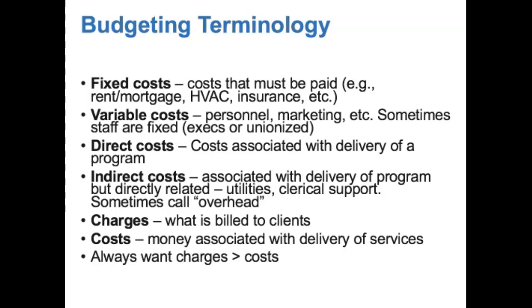Direct costs are costs associated with the direct delivery of a program, such as staff salaries and some materials and supplies needed for use with clients. Those would be considered direct costs, while indirect costs are what we would call overhead, as they support the program but not directly. Examples of this would be clerical support and utilities.